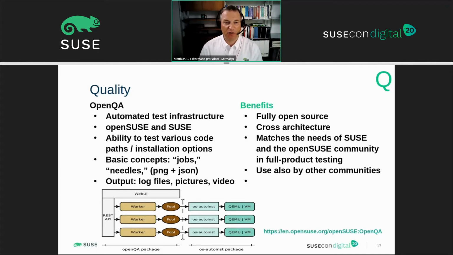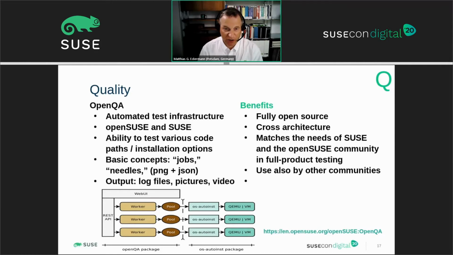en.opensuse.org and then search for OpenQA. The output is not only log files, but it's actually screenshots of what this tool is doing in the background. And even more funny, you can download videos of the specific test path that you have initiated, and then you can see whether this test path works as you expected it.